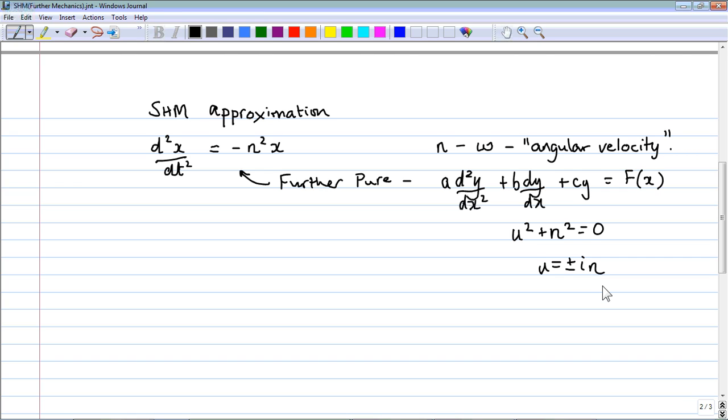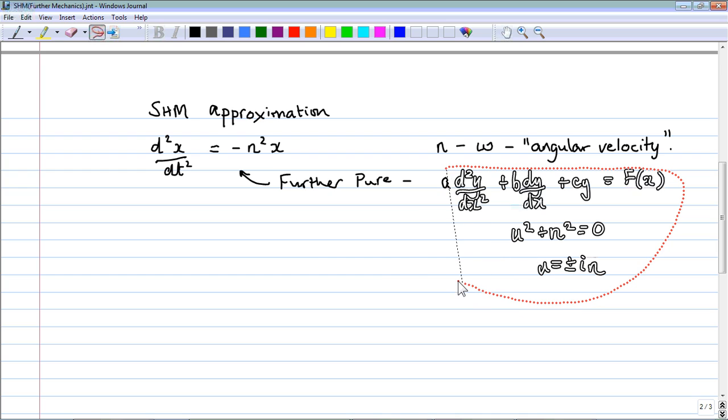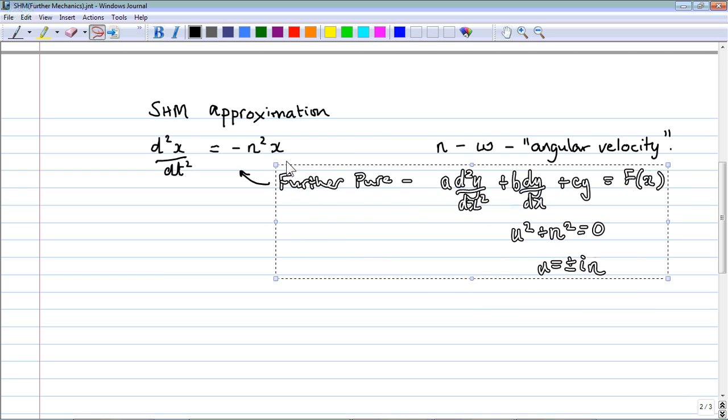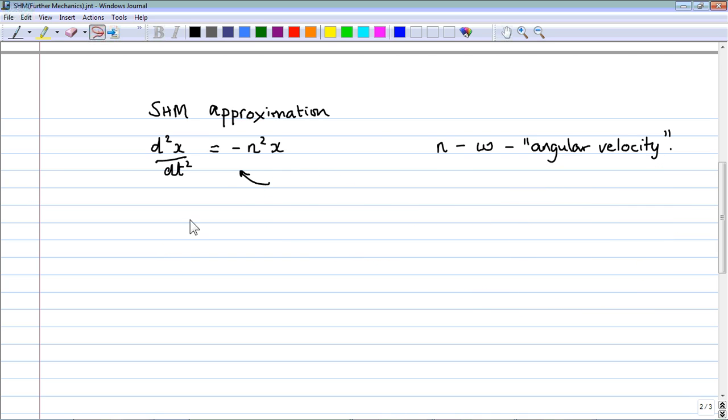Now there's a whole theory associated with that. I don't want to go into it here because it will take too much time and it will not be the main topic. So let's just say that even if you didn't know the theory, you could at least verify that the right kind of solution to this is sine nt or cos nt.